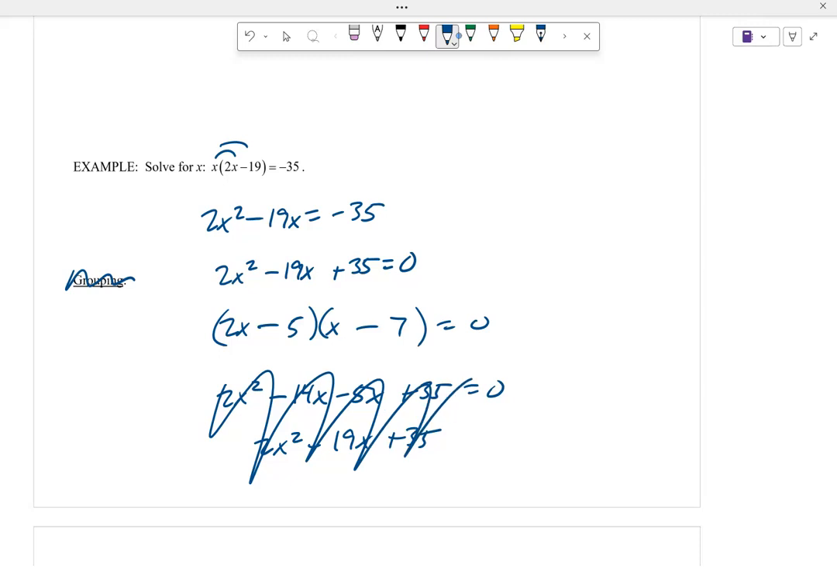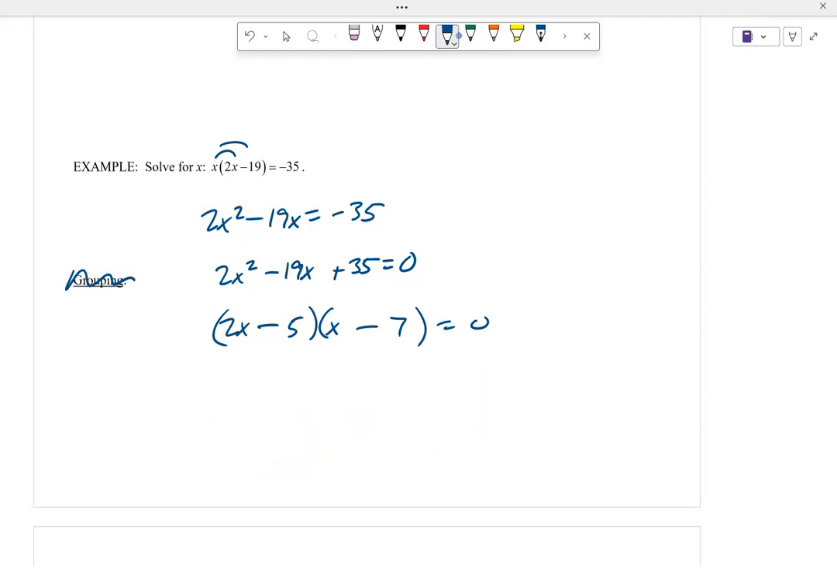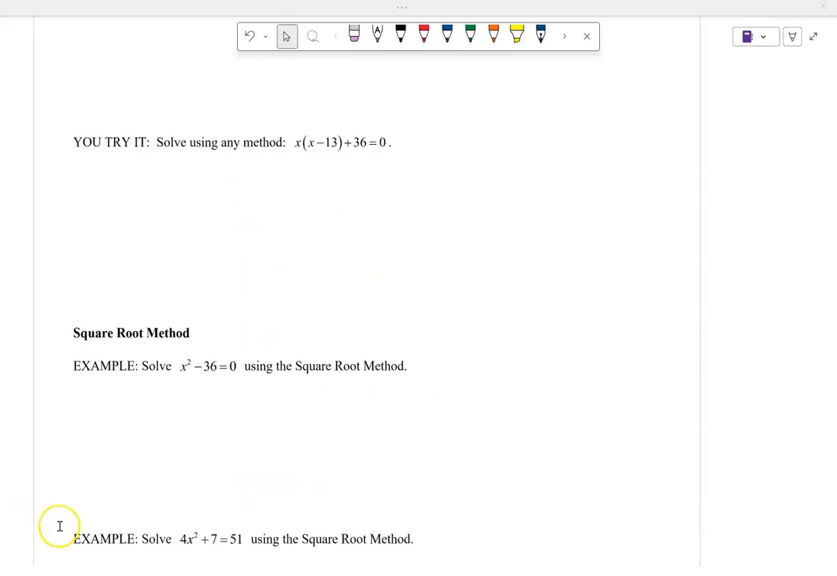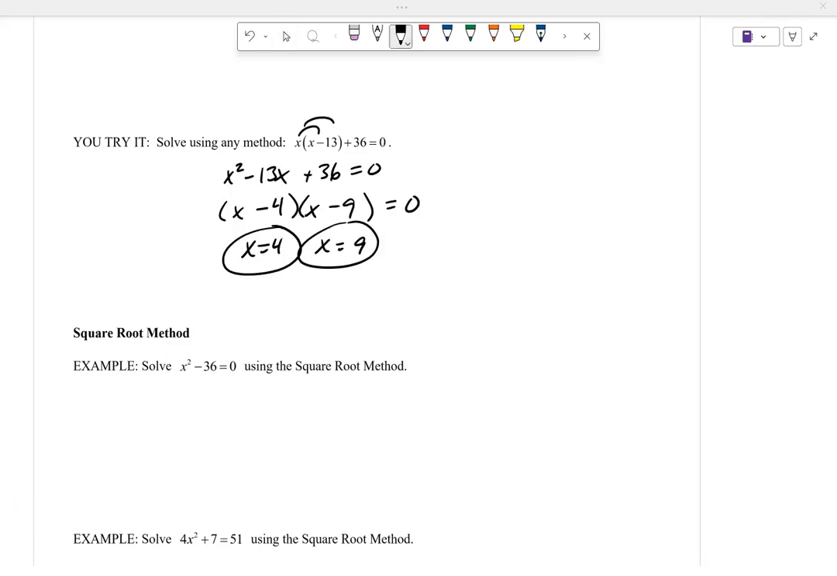Factored that correctly. So let's set each one equal to 0. So I got 7, add 5, divide by 2, divide by 2. So 5 halves and 7. Go ahead and solve that x times quantity x minus 13 plus 36. We'll check it. Just a second if you want to pause the video. Go ahead and check yourself, and pause if you need that work for a minute before we get into the square root method.